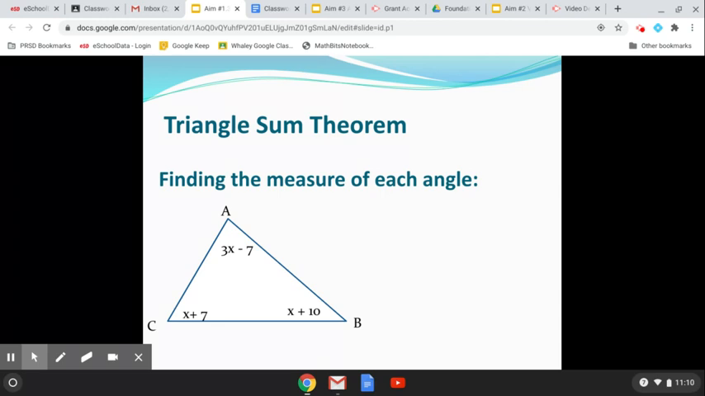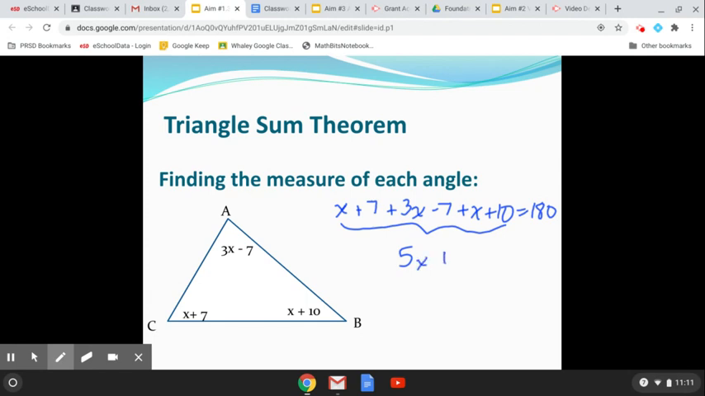Now, if you didn't know the triangle sum theorem, you probably think it's impossible to know the measure of the angles because I don't know what x is. But because we know the triangle sum theorem, we know that these three angles must add up to be 180 degrees. So x plus 7 plus 3x minus 7 plus x plus 10 is equal to 180. Now, I just simplify this left-hand side. I do all the like terms there. I have an x, a 3x, and another x. It's going to give me 5x. I have positive 7, negative 7, and 10, so that's going to give me plus 10 here.